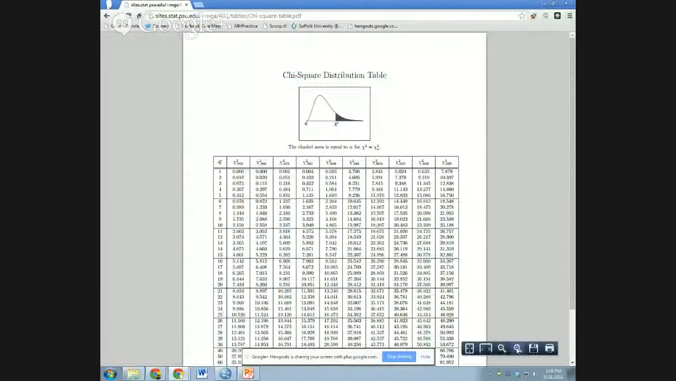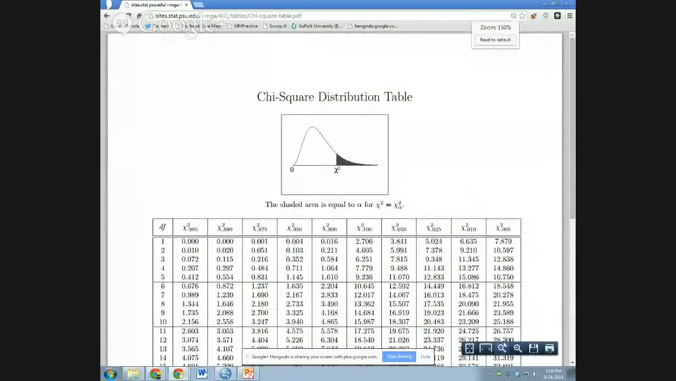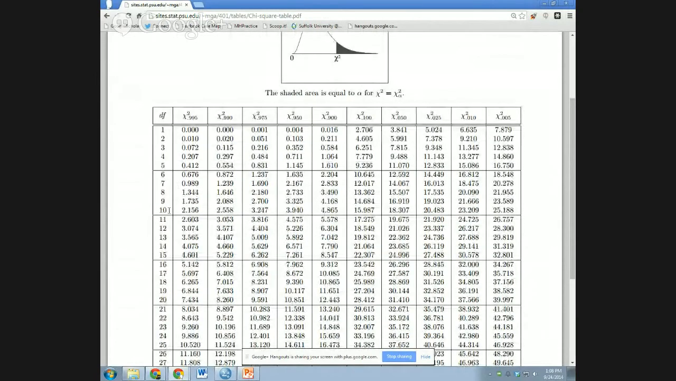Okay, so you see here the distribution. Let's say we set the critical value at, we said the level of significance was 0.05. So alpha is 0.05. We said that it was going to be 12 degrees of freedom. So 12 degrees of freedom at 0.05 is equal to 21.026.